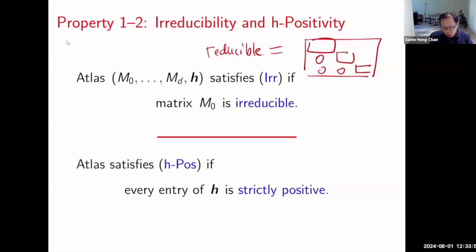And by the way, this will only apply to the matrix M0. Only the parent needs to be irreducible. The children can be reducible. In fact, in most situations, the children must be reducible. It actually has a lot of 0 rows, 0 columns.